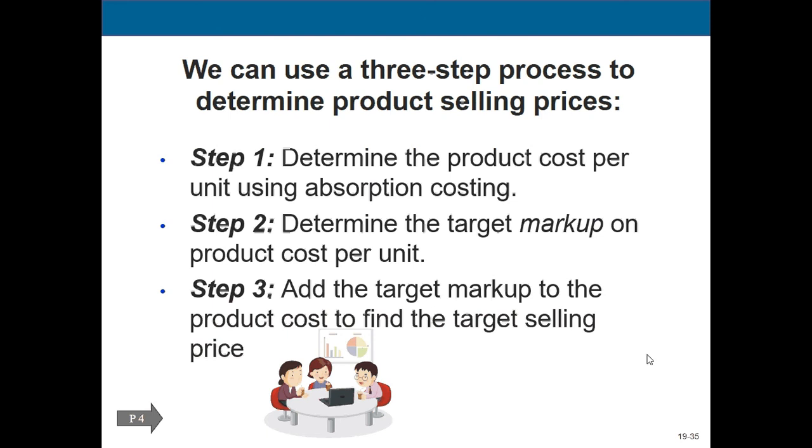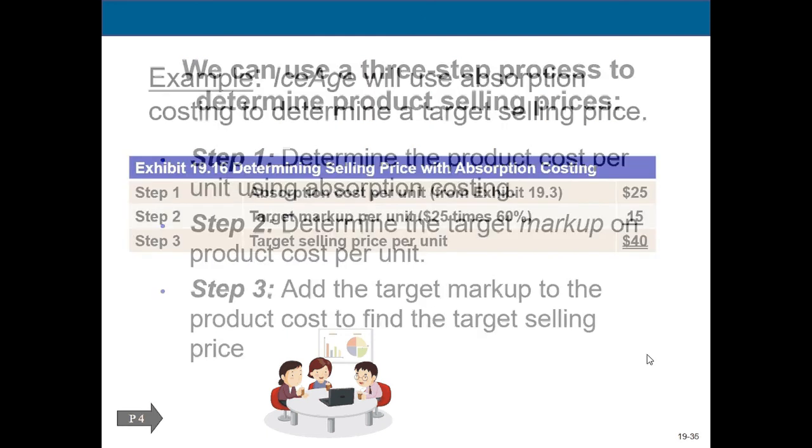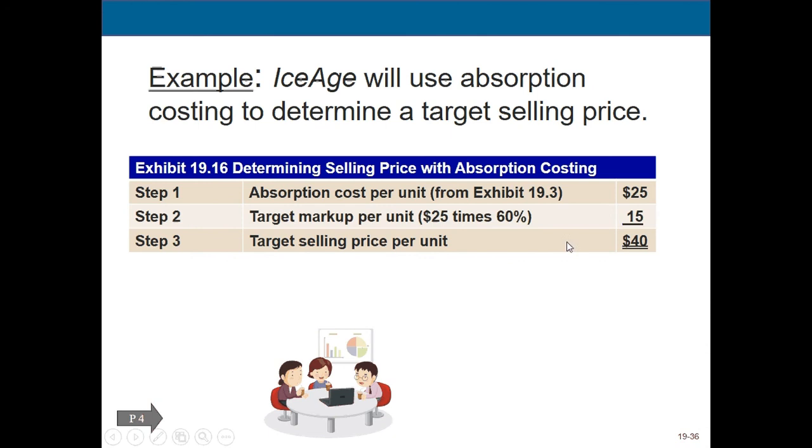And if you guess $20, you're absolutely right. If I mark a $10 cost up 100%, I'm just going to add it back to itself. Another $10 makes me sell it for $20. If I'm going to mark it up 50%, I would have marked it up $5, half of its cost, and I would sell it for $15. So that's exactly what's happening here. If my absorption cost is $25 a unit, and my target markup per unit is 60%, I'm going to add $15 to it and sell it for $40. Start with product cost.